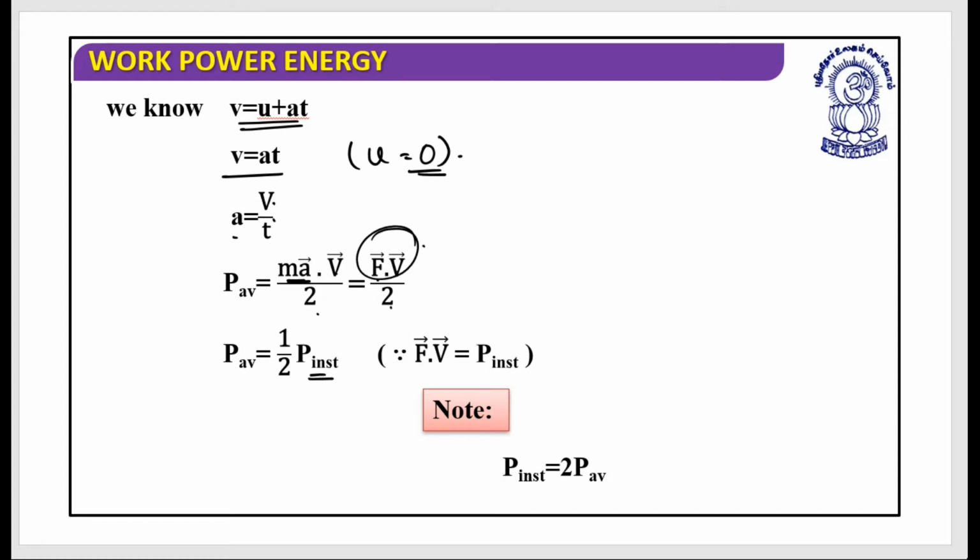So please do remember that P average is equal to half of the P instantaneous, or vice versa, P instantaneous would be equal to twice the P average. I hope this is clear. Is it clear? Great.